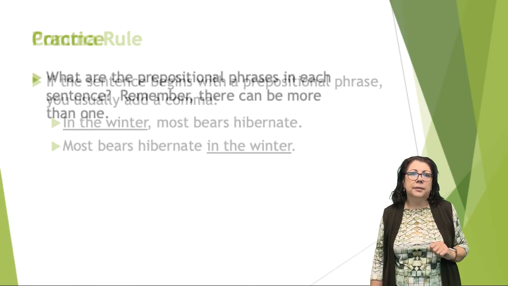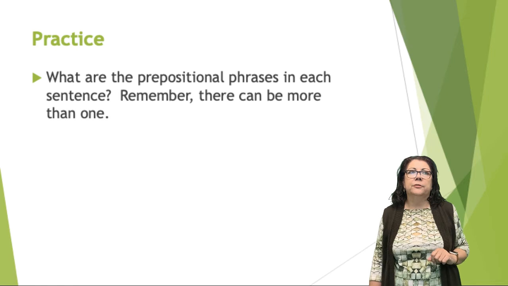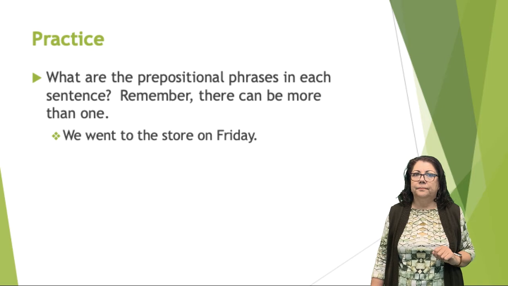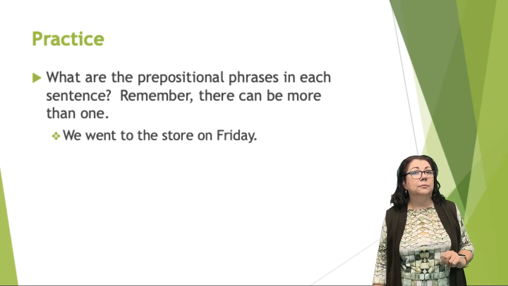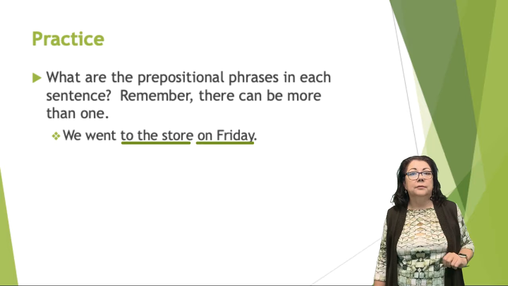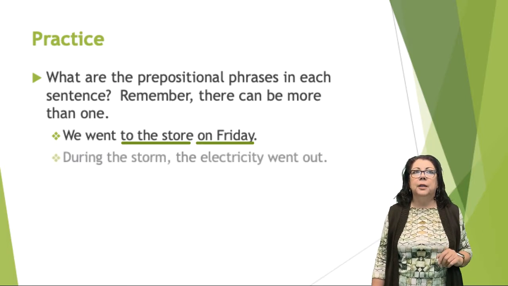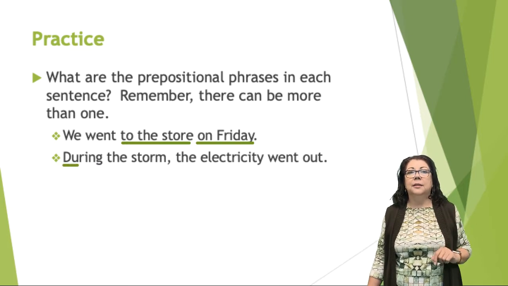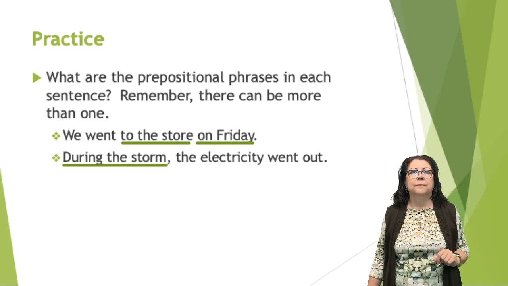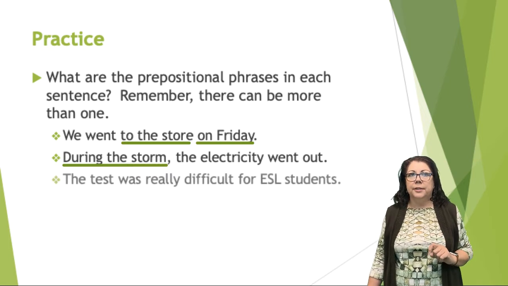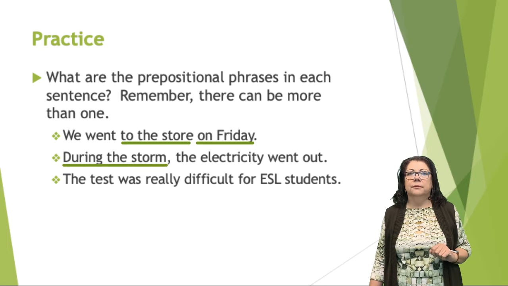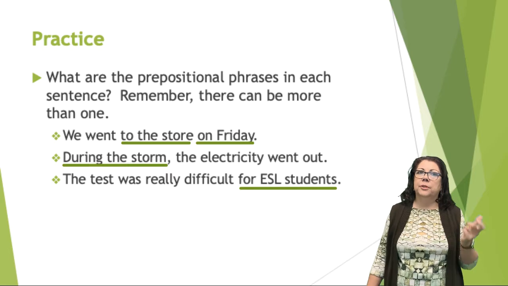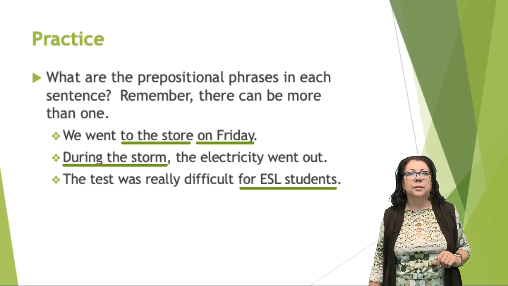So here's a couple of practices. What do you think the prepositional phrase is in number 1? We went to the store on Friday. You're right, there are two. To the store on Friday. Very good. How about number 2? During the storm, the electricity went out. Correct, it's during the storm, so it's in the beginning. Number 3, the test was really difficult for ESL students. There's one, for ESL students. Preposition for, students is the object, okay?